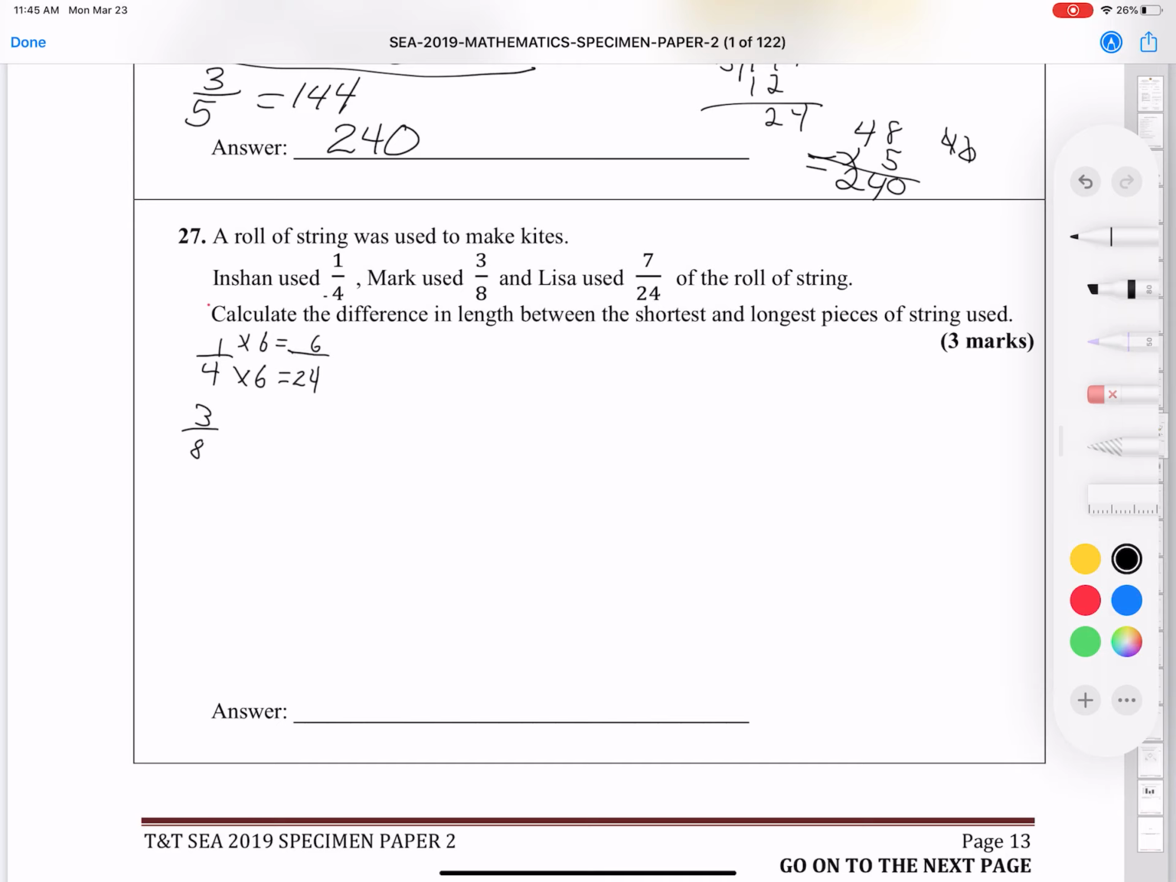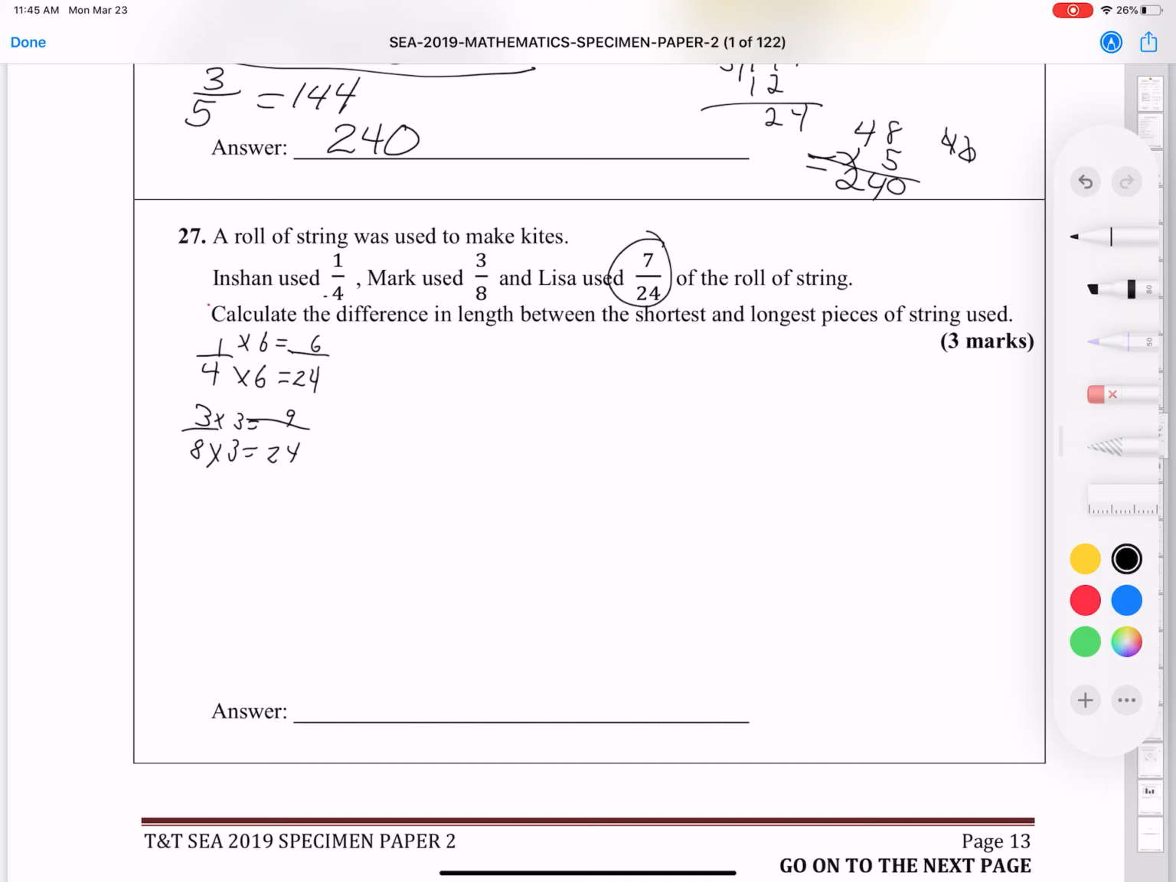3/8. How do we make 8ths into 24ths? We cut into smaller pieces. Each 8 we're going to cut in 3 pieces. 8 times 3 equals 24. 3 times 3 equals 9. 9/24. So now we see that 1/4 is 6/24, 3/8 is 9/24, and we already had 7/24.